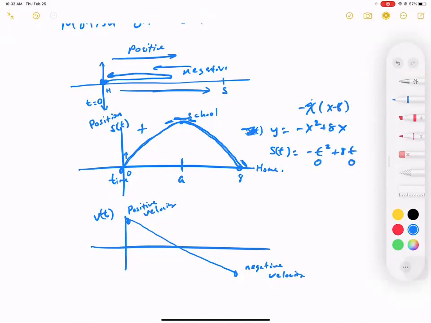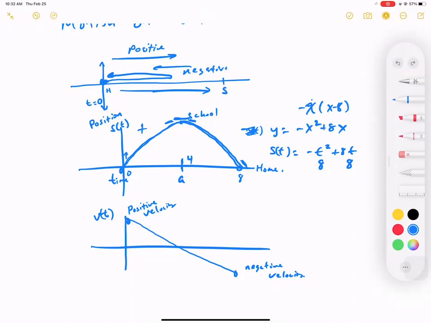If I plug in 0, my position is 0 right here. I've not gone anywhere. If my position is 8, if I plug in 8 here, that's negative 64 plus 64. We're back at 0. We're back at home. And then someplace in between is where our school is. And that's probably going to be 4, right? Okay, when t is equal to 4, we're at school.